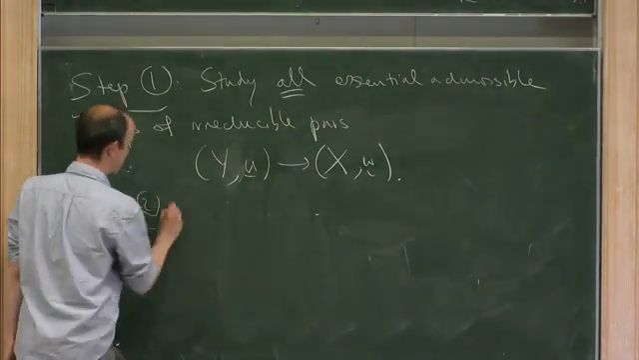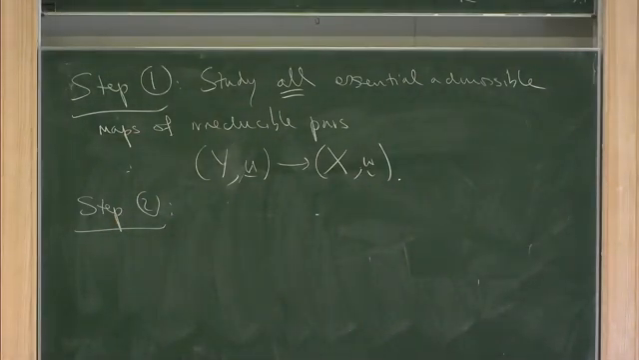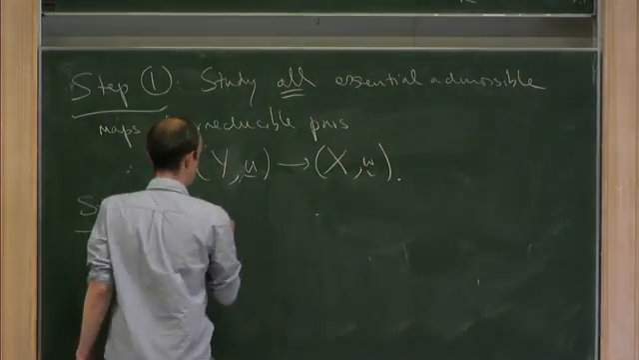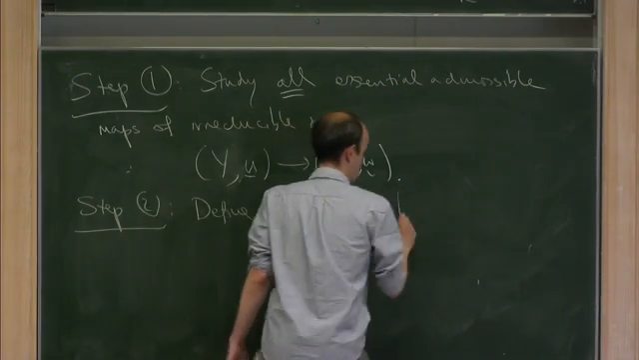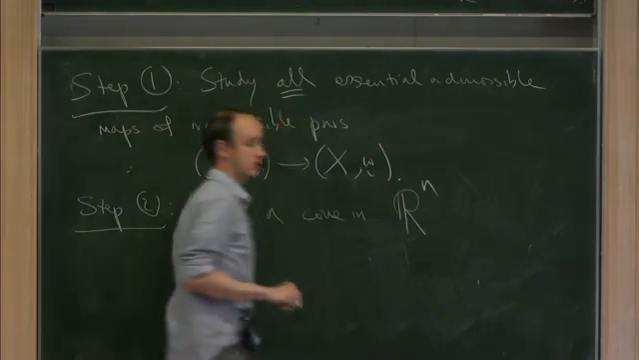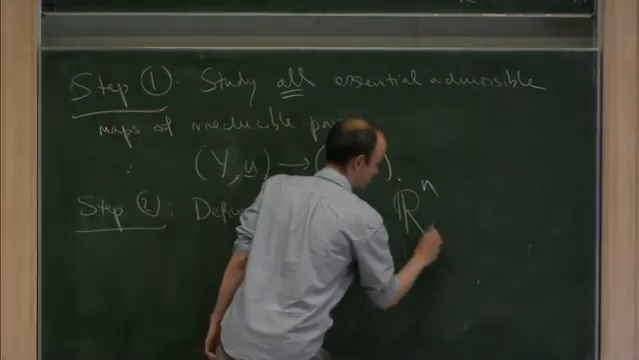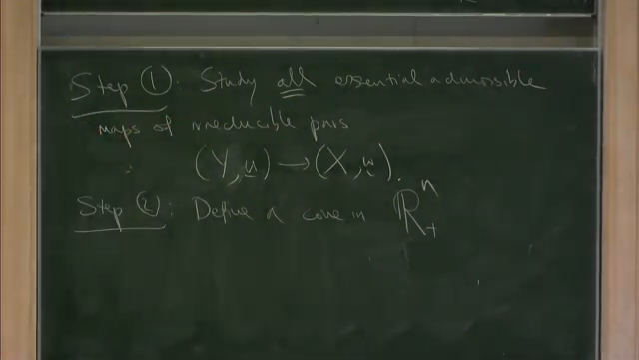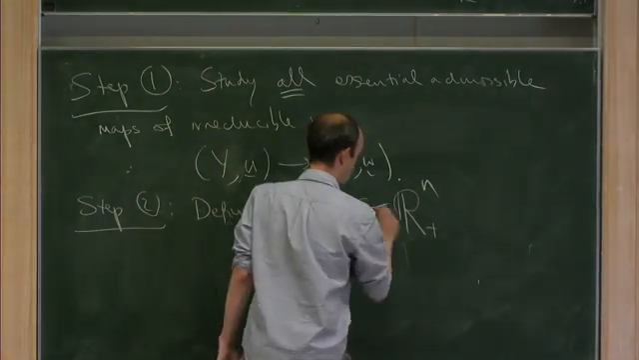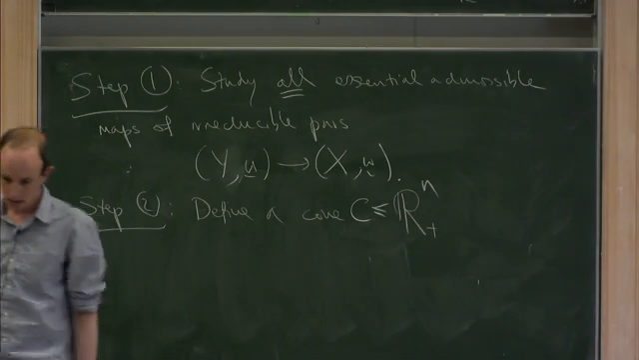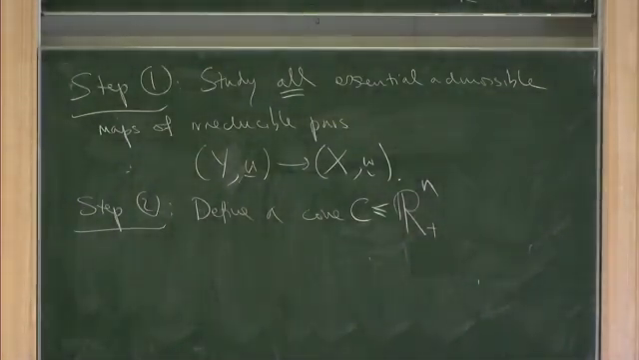Step 2 is we're going to arrange these into some object which reveals some more structure. What we're going to do is define a cone in a certain real vector space, R to the n. In fact, it's going to be the positive orthant of a certain real vector space. And I'll call this cone C. And this is a cone that's just cut out by linear equations with integer coefficients. Okay, so it's a very nice cone.